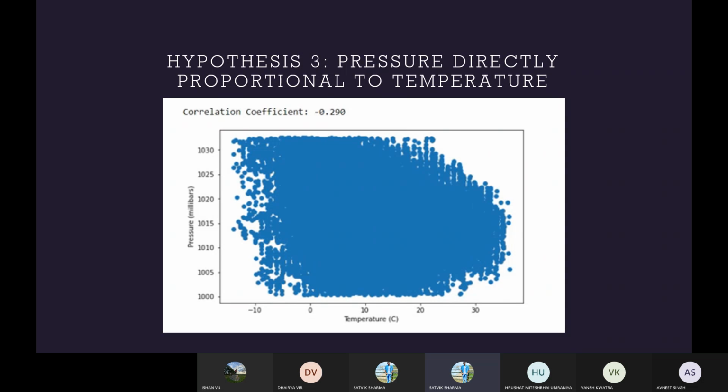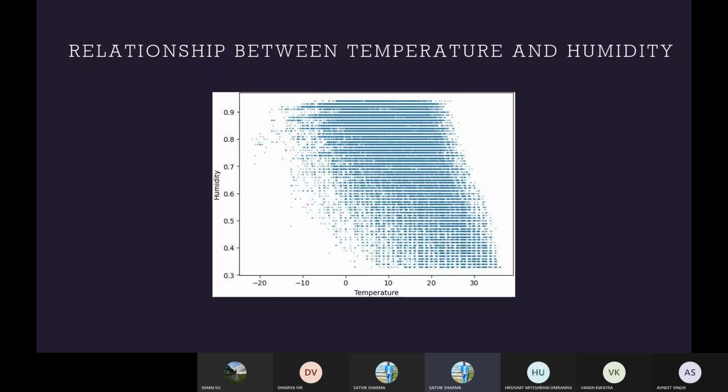This is totally different from what the hypothesis was, and the reason for this might be a non-constant volume for the city. Now I'm forwarding it to Ishan for the explanation of relationships between the factors that affect the weather.